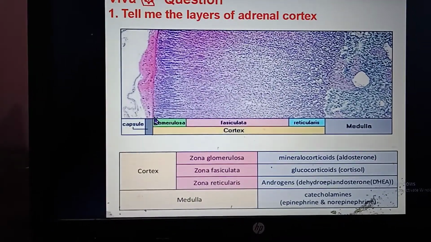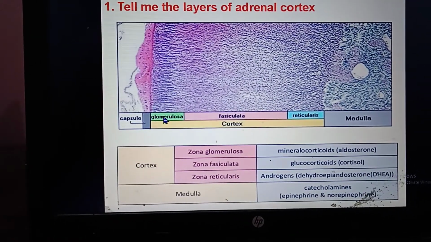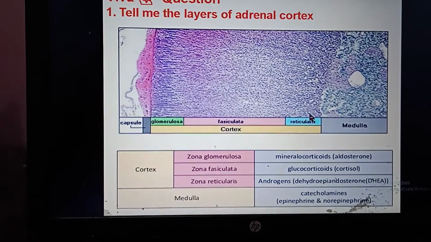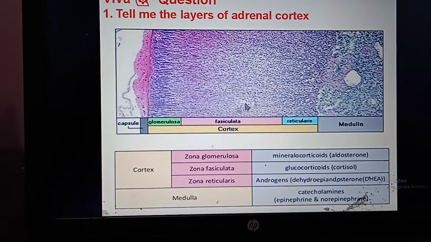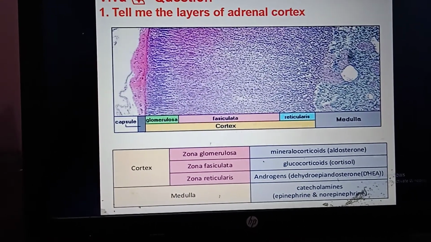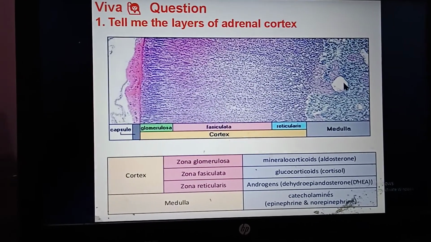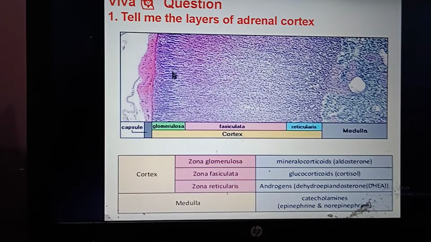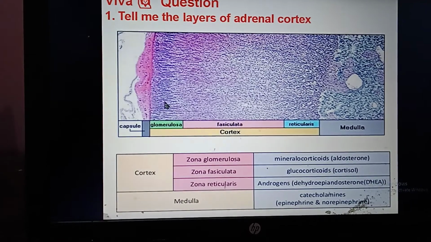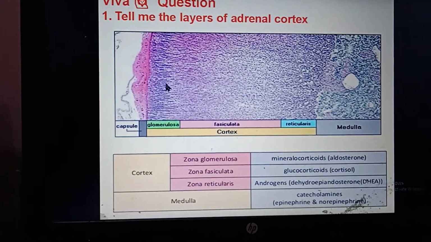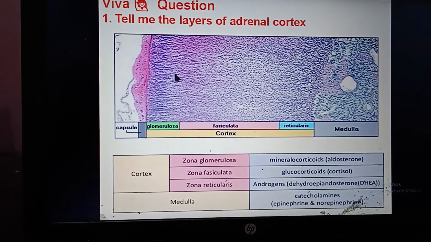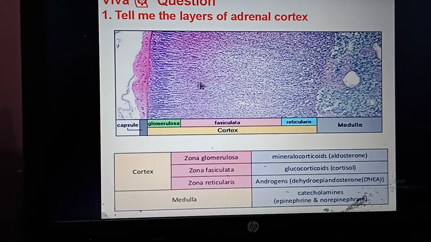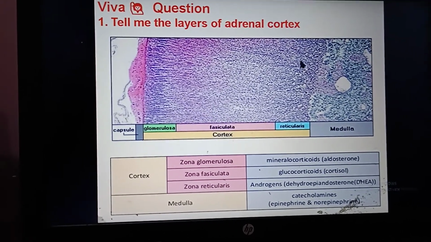Here, up to here in green color, it is zona glomerulosa. Then comes zona fasciculata up to here. So this is 1/5, this is 3/5, and this is 1/5, and then comes the medulla, which is evidenced by the central suprarenal vein. Glomerulosa presents glomeruli, an inverted U-shaped arrangement of cells. Zona fasciculata has vertical, rod-like ridges, and zona reticularis has a net-like pattern.